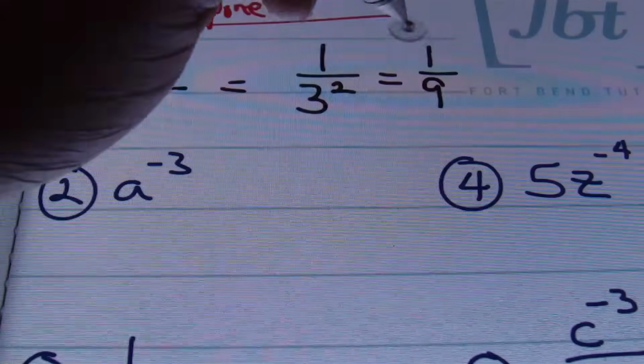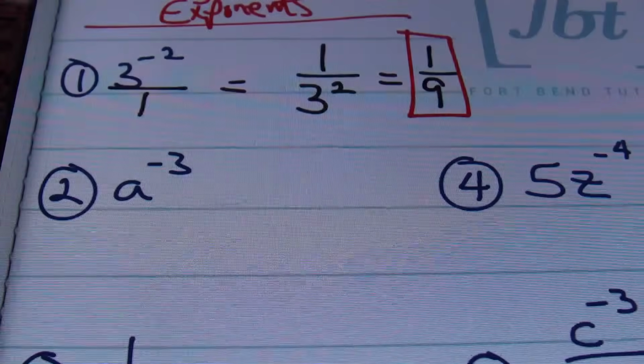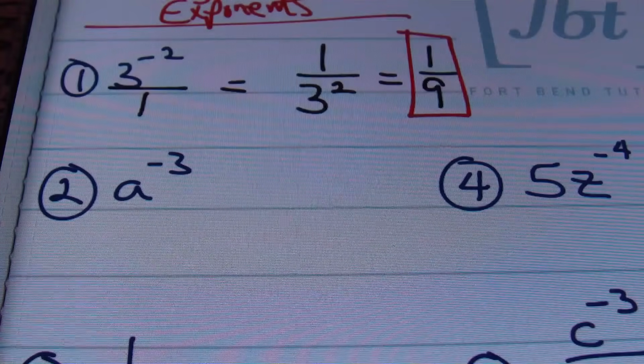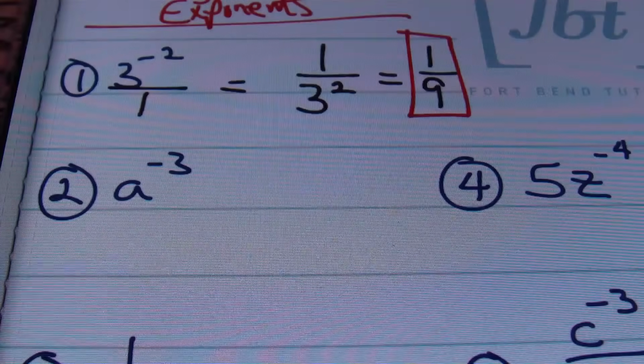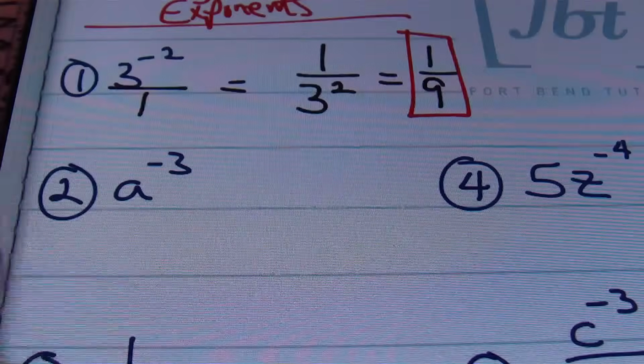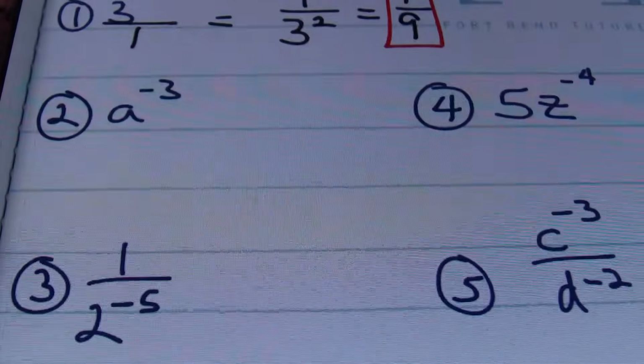All right? So remember, you're responsible for simplifying the result always. Your first step, get rid of the negative exponents. Second step, simplify your result. And there you have it. That's problem number 1. In problem number 2, we have a to the negative 3rd power.